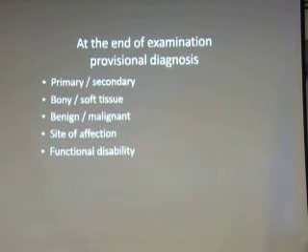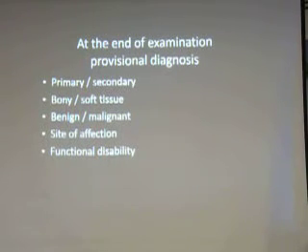Once you have finished these classical examination points, you should have certain ideas about the diagnosis in your mind at this level. You should be thinking whether it's a primary bony neoplasm or a secondary bony neoplasm, whether it's a bony origin lesion or a soft tissue origin lesion, whether its behavior is benign considering the duration of presentation, or whether it's been very aggressive in its clinical behavior. Obviously, what's been the site of affection and what's the functional disability the patient has got. All this has to come into your diagnosis. These are the things you will cover when you're speaking to the examiner.